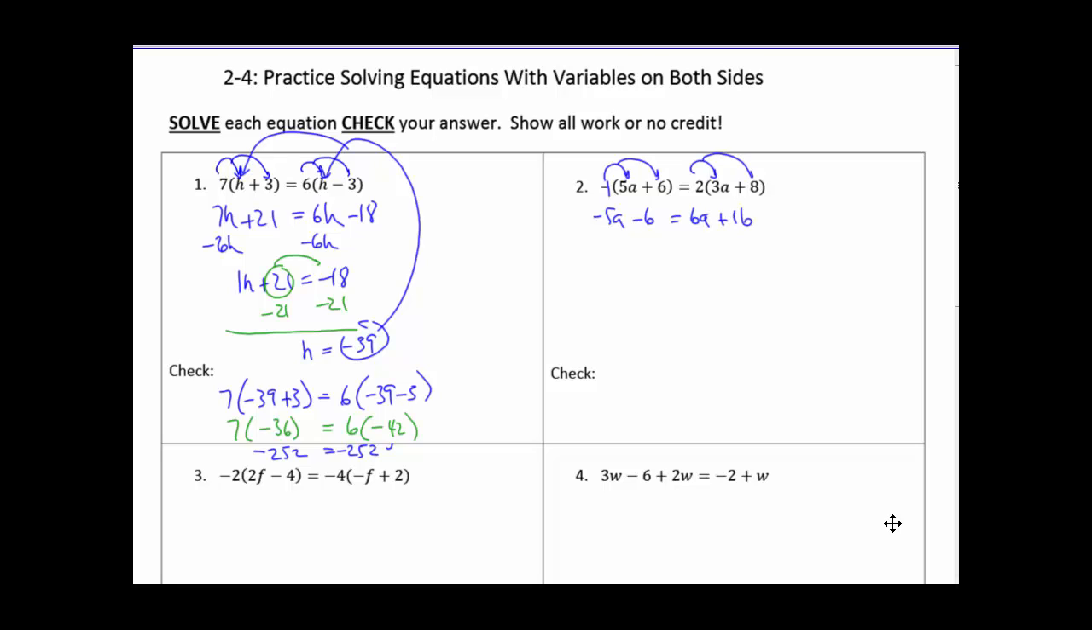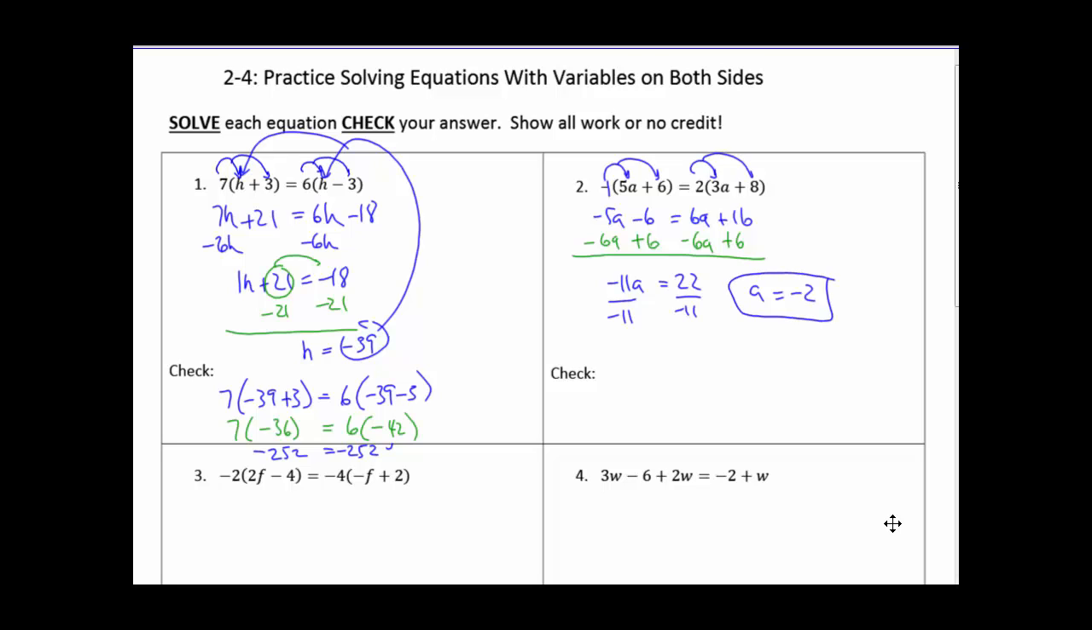Let's again move the a's to the left and then move the numbers to the right. So we're going to subtract 6a, but we're going to add 6. Subtract 6a, we're going to get negative 11a is equal to 22. Divide by negative 11, and a should be equal to negative 2.